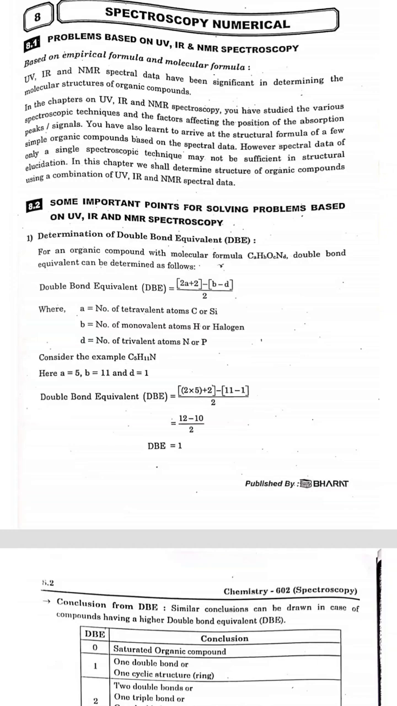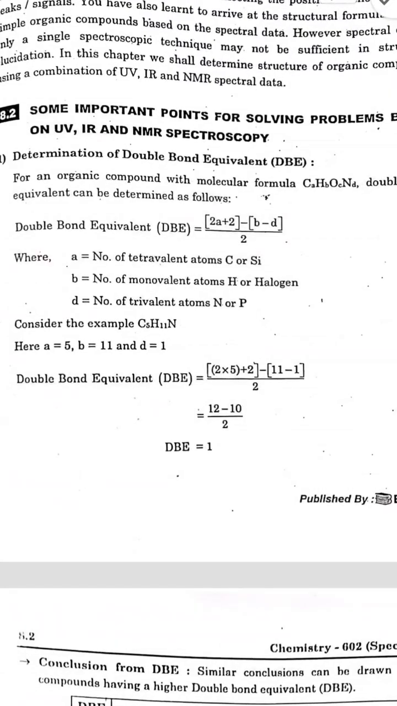Okay, here is the determination of double bond equivalent, DBE. The formula is (2a + 2 − b − d)/2. Here a is the number of tetravalent atoms, carbon or silicon, and b is the number of monovalent atoms, hydrogen or halogens: fluorine, chlorine, bromine, iodine, etc. And d is the number of trivalent atoms, N or P.